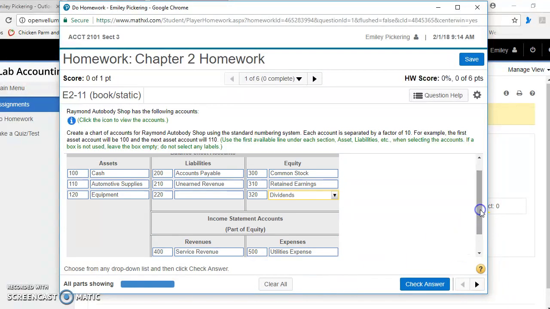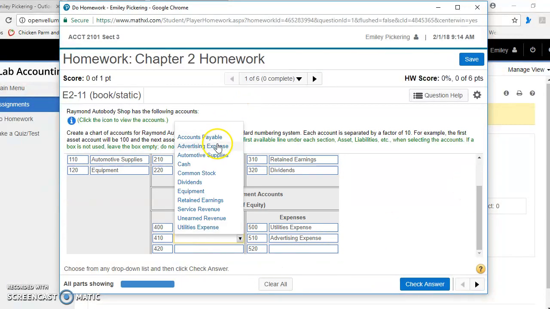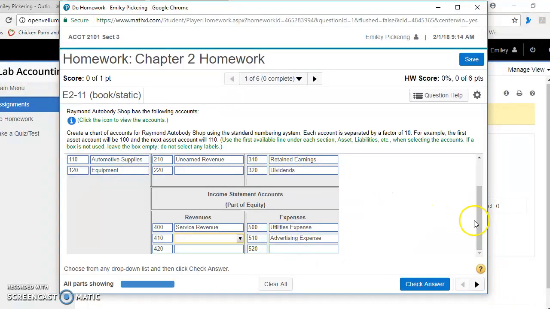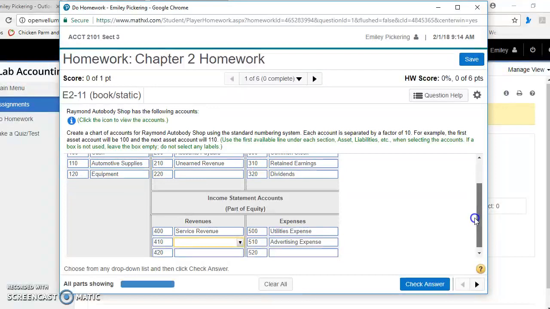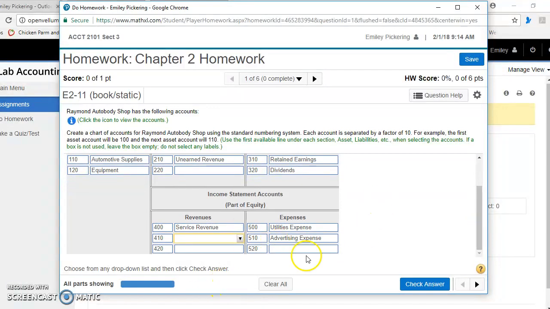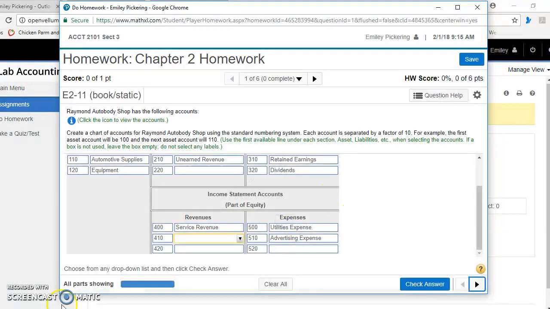accounts here. So 3, 4, 5, 6, 7, 8, 9, 10, 11. And how many do we have? 1, 2, 3, 4, 5, 6, 7, 8, 9, 10, 11. Yep. So this is how this one should go. And hopefully you can follow along and this would help you out if you didn't quite get it. So let's go to the next one.